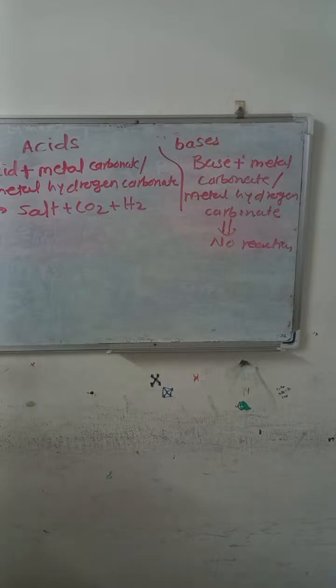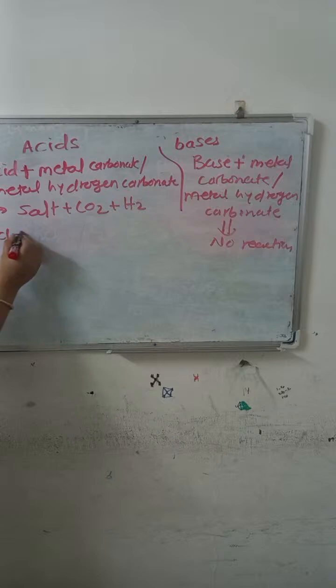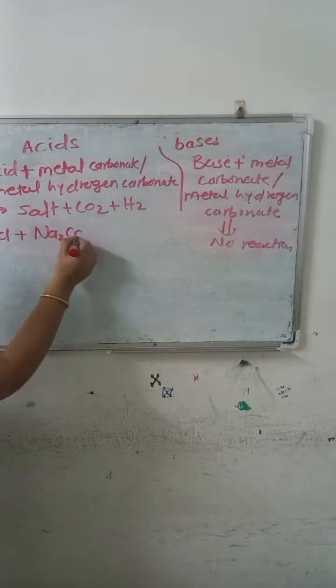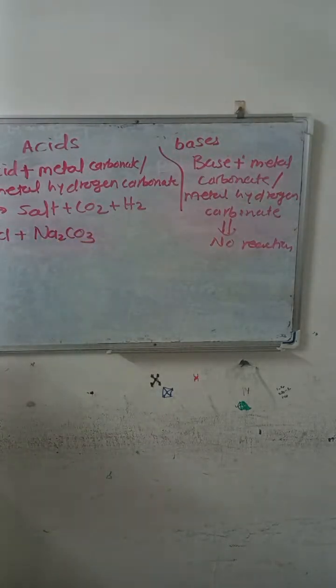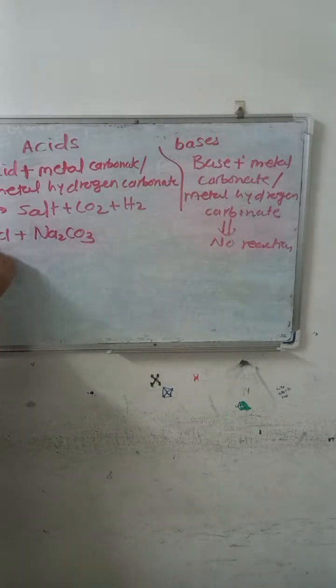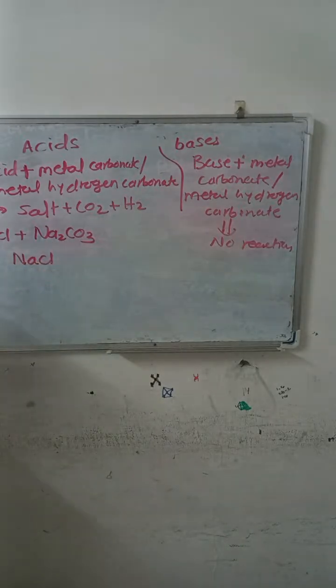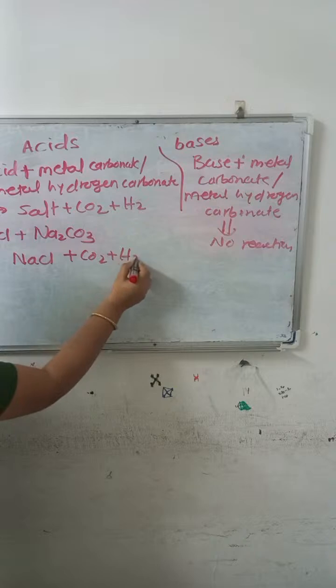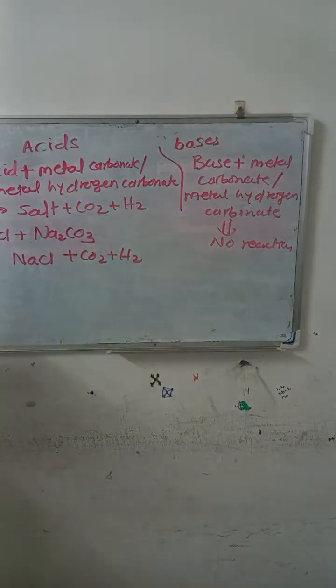Okay, so if you take an example here, suppose I am taking HCl as an acid. Then metal carbonate, suppose I am taking Na2CO3. Then it gives what? Salt, no? Salt is nothing but what here? NaCl. Okay, NaCl plus what we will get? CO2 plus H2. At least write this down and then after that you can balance it.